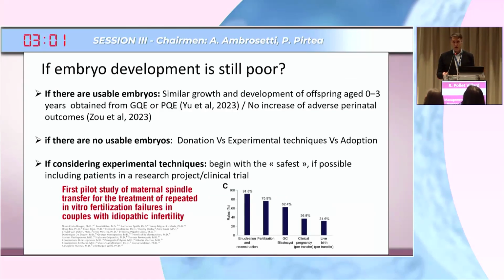If there are usable embryos, tell them that it's okay to use bad quality embryos, even though pregnancy rates are lower, the neonatal outcomes are strictly the same. And if there are no usable embryos, of course, you can promote donation or adoption and experimental techniques, of course, in a research and clinical trial.